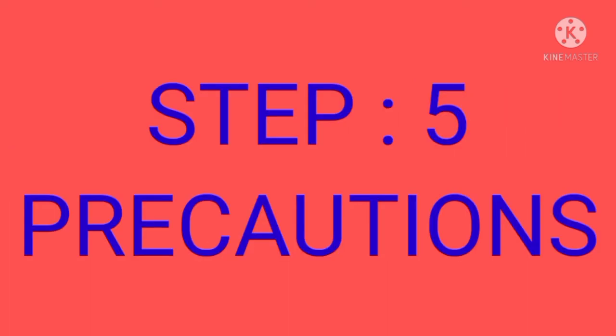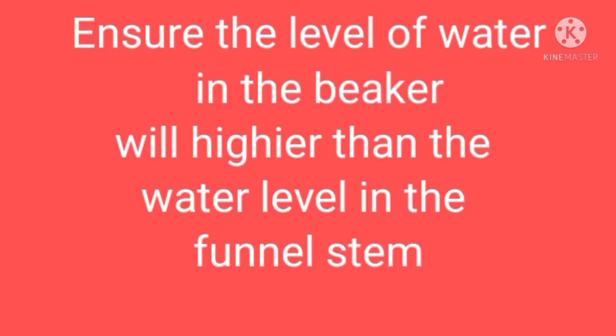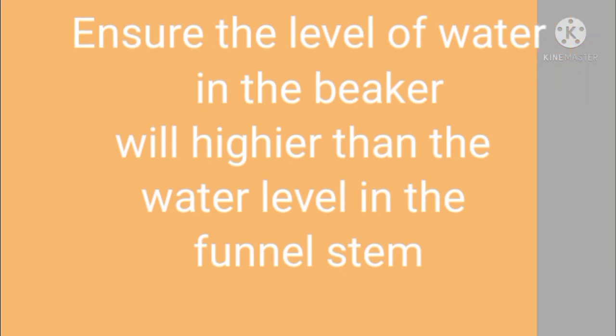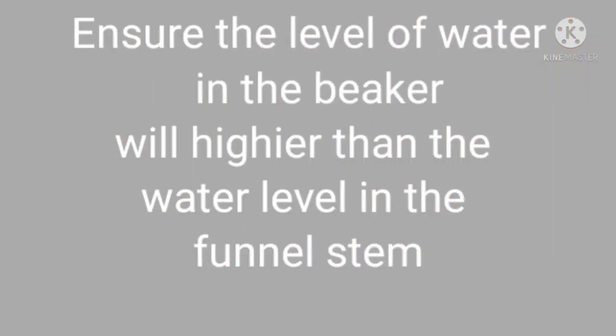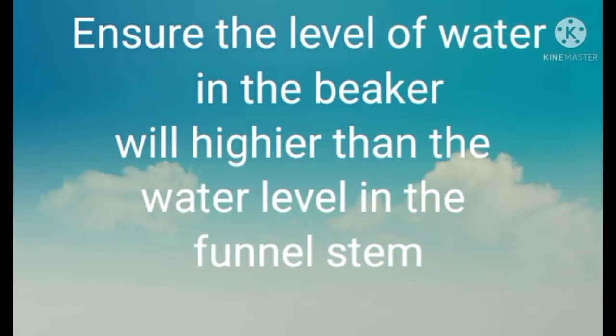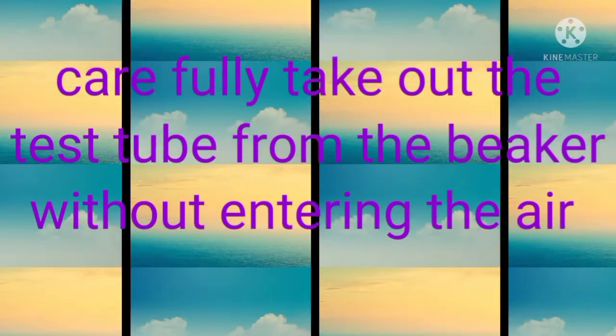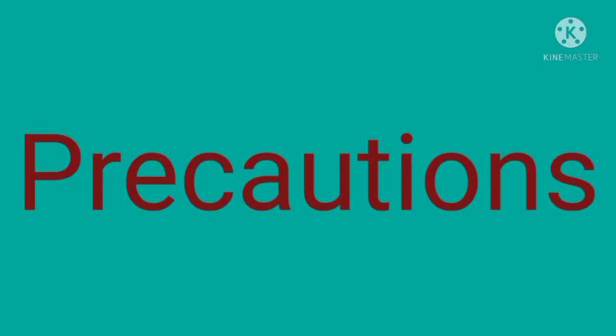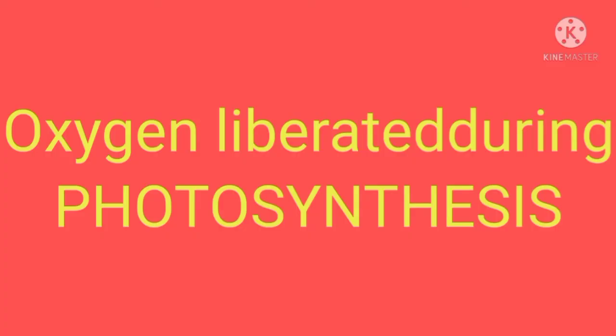Precautions, step 5. Ensure the level of water in the beaker is above the level of water in the funnel stem, so the water level in the funnel stem will be low and the beaker water will be somewhat high. Carefully take out the test tube from the beaker and close its mouth with the thumb. These are the precautions for this experiment. So our experiment, oxygen liberated during photosynthesis, will be fulfilled by doing it like this.